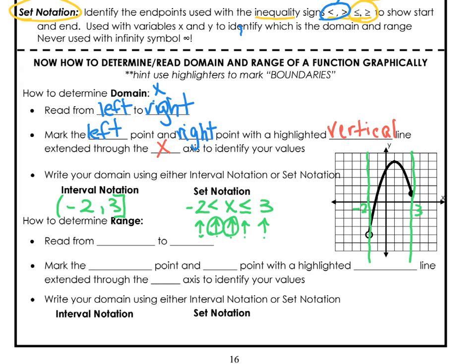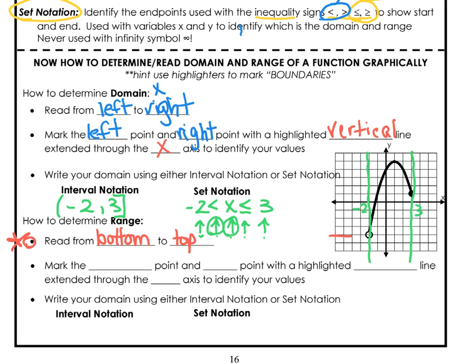All right, so how to determine your range. With your range, we want to read from the smallest number, which is going to be found on the bottom, to the top. And that is a little bit different from how we normally read, so be very careful. Because when we read a book, we read from left to right, top to bottom. Reading from bottom to top is unnatural to us, and we kind of struggle with it sometimes.